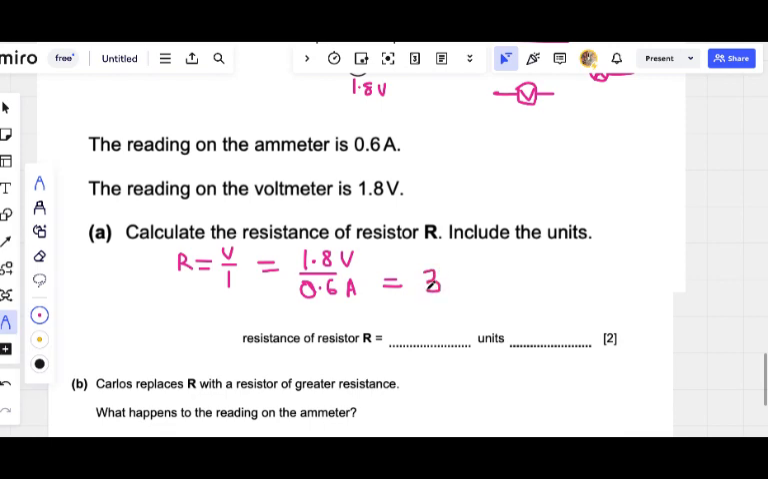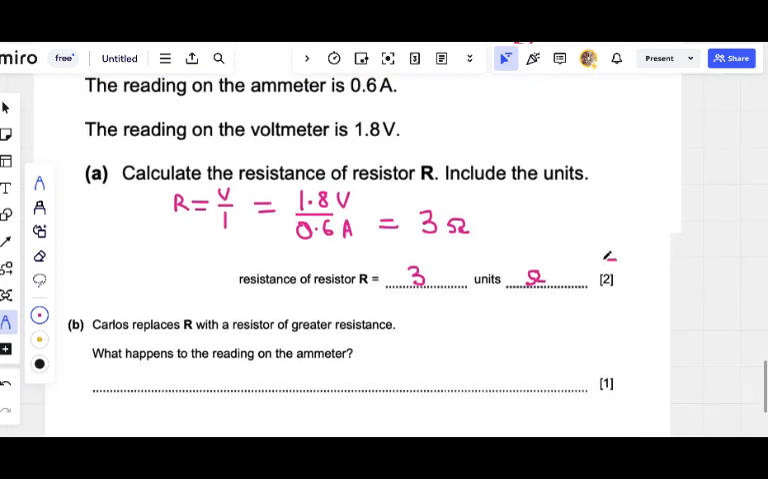The unit of resistance is ohms. This is the symbol for ohms. If you don't know, you learn it today. The symbol for the unit of resistance is like this, ohms. This is how we draw it. 3 ohms. So you say the resistance of the resistor is 3. You write 3 here and you put the unit, ohms. You get 2 marks for doing this.